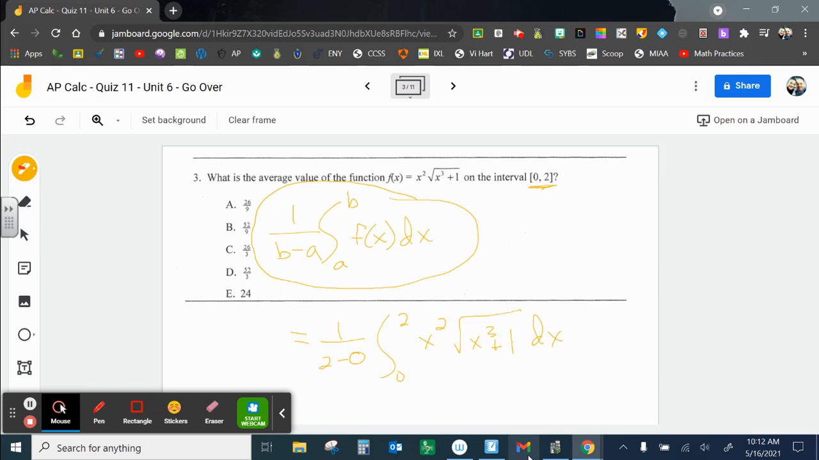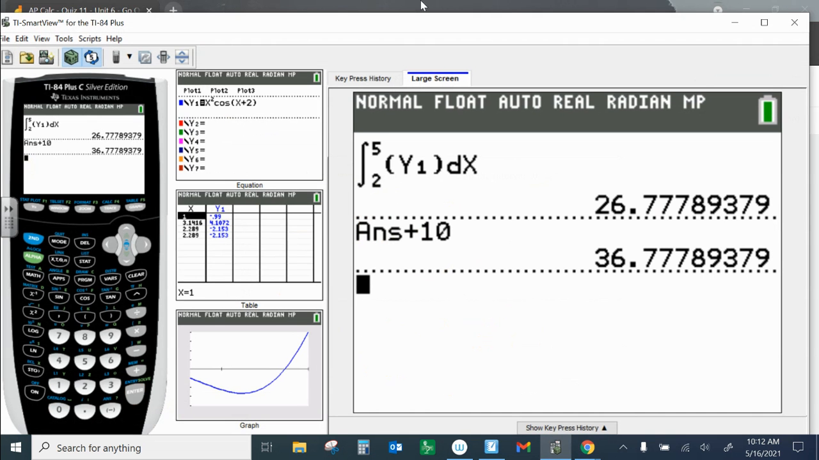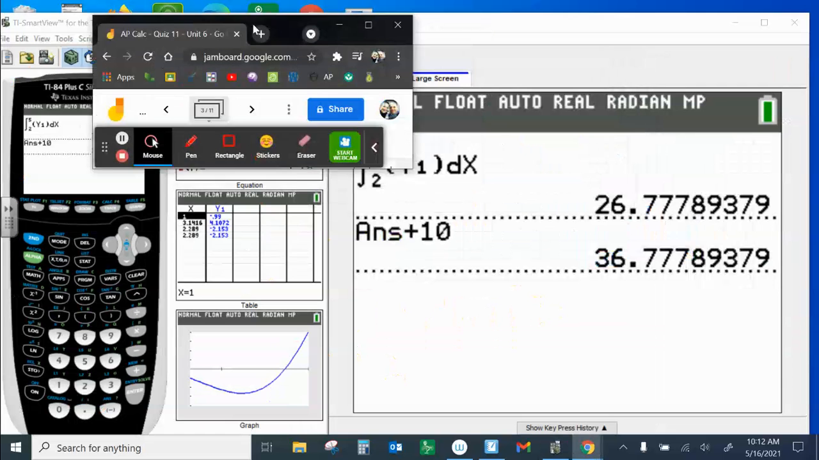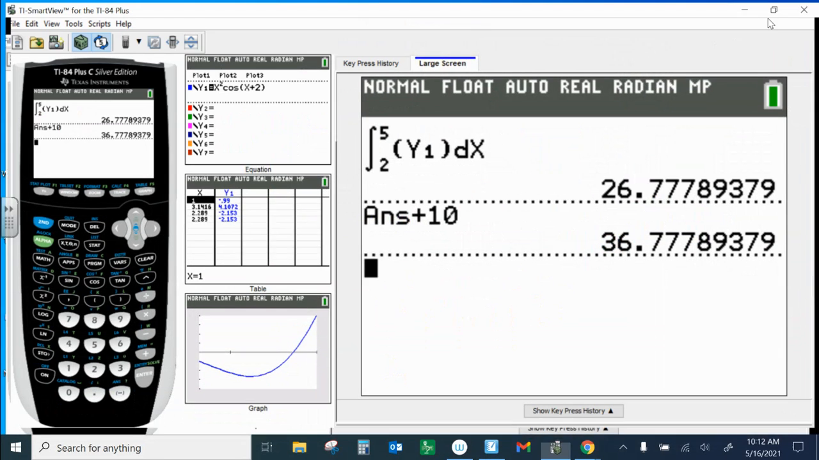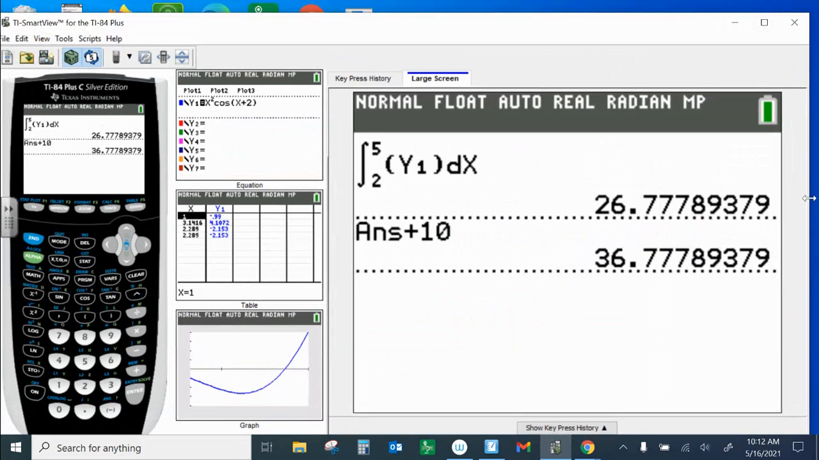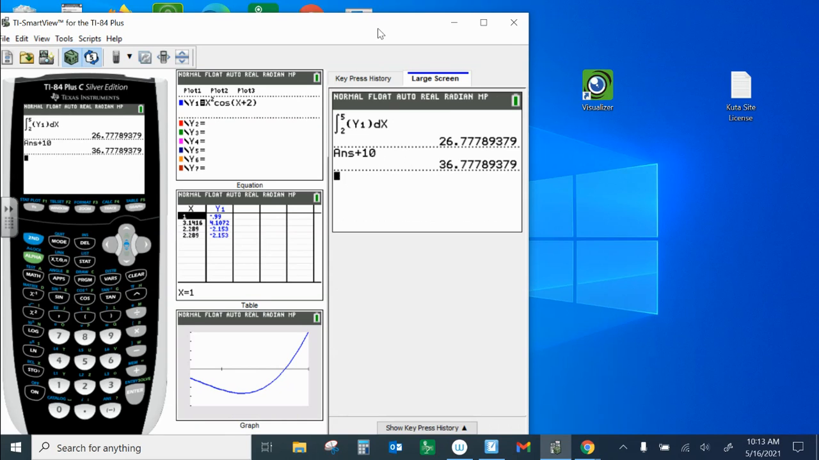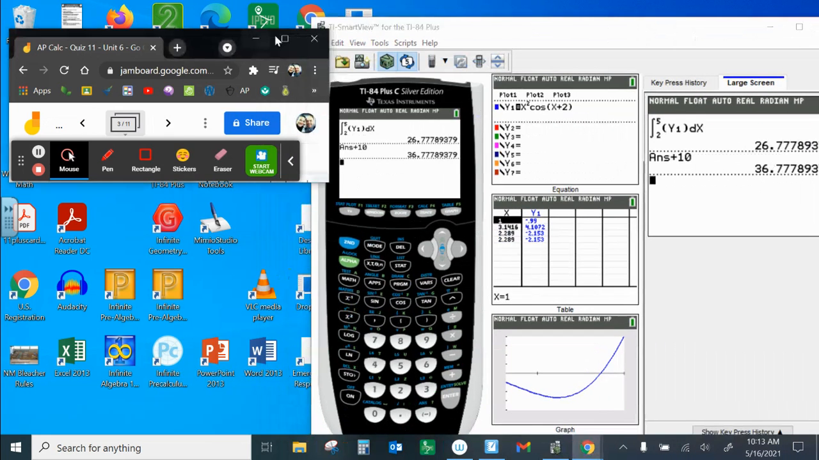So let's go to our calculator here, and let me see if I can set this up first so I can see both.